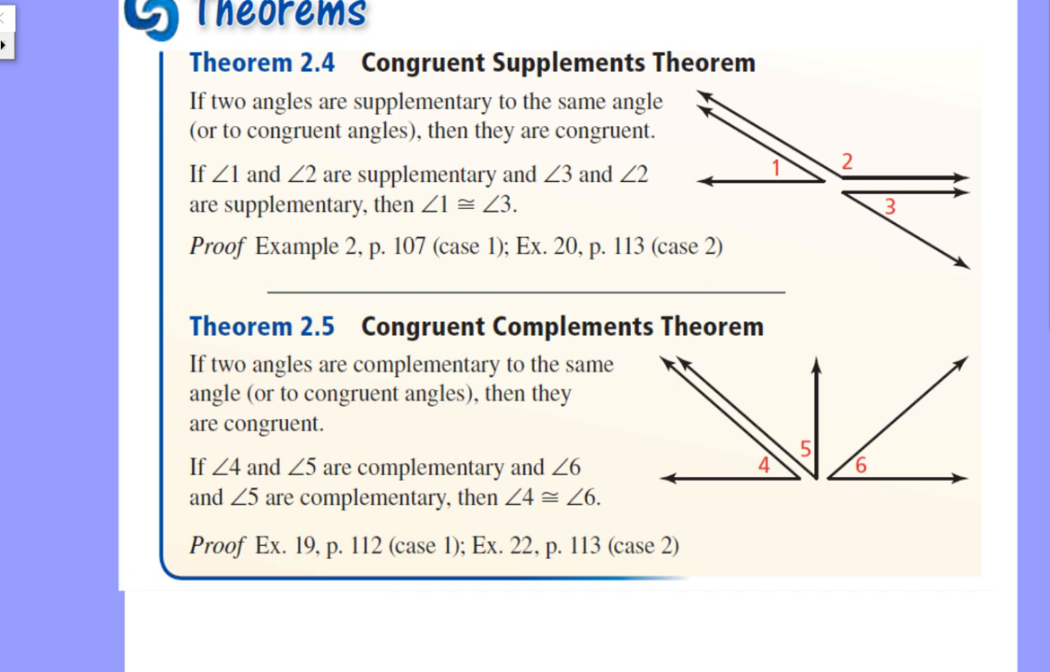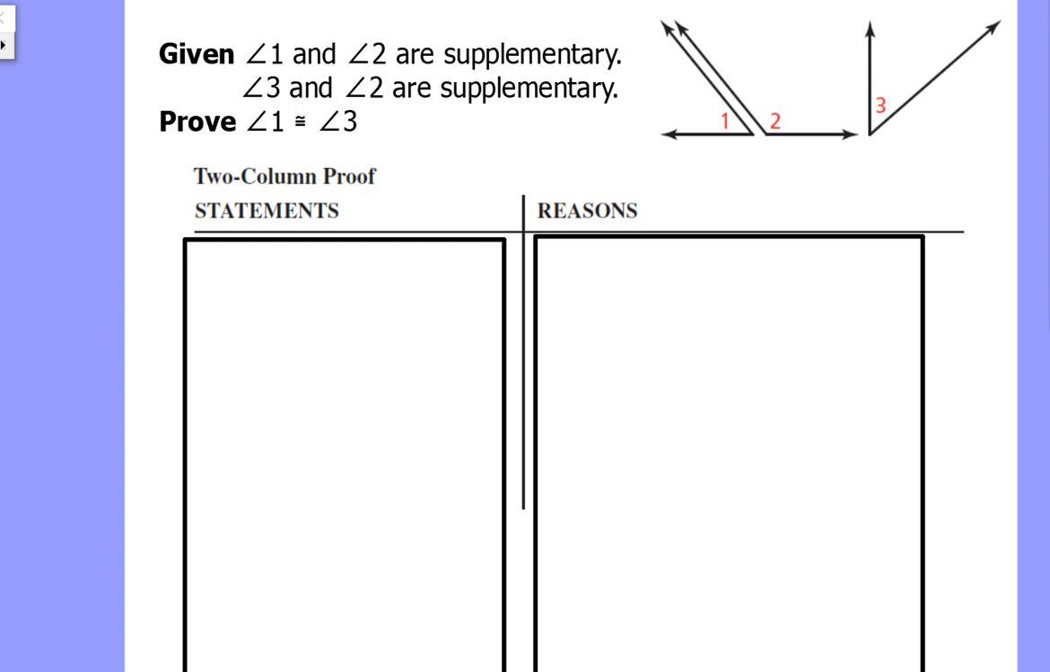So let's take a look here at our congruent supplements theorem, and we're going to prove this one from scratch. Now remember, this is the proof of the congruent supplements theorem. That means we cannot use the congruent supplements theorem in this proof. It's always so tempting to be like, well, I just learned this brand new theorem. 1 and 2 are supplementary, 3 and 2 are supplementary, that means 1 and 3 are congruent. I just learned that theorem. Remember, we can't use a theorem in its own proof.